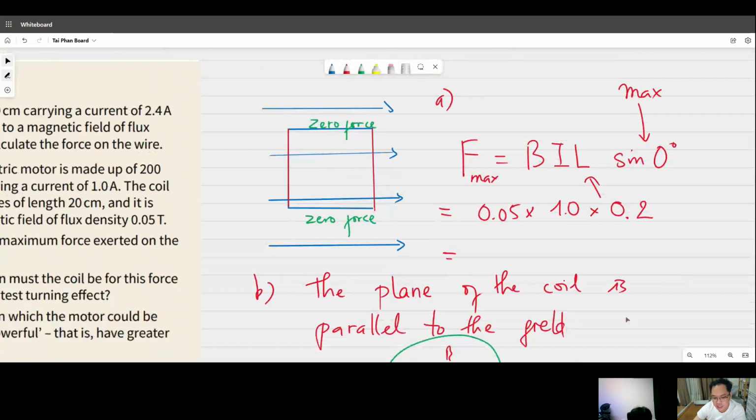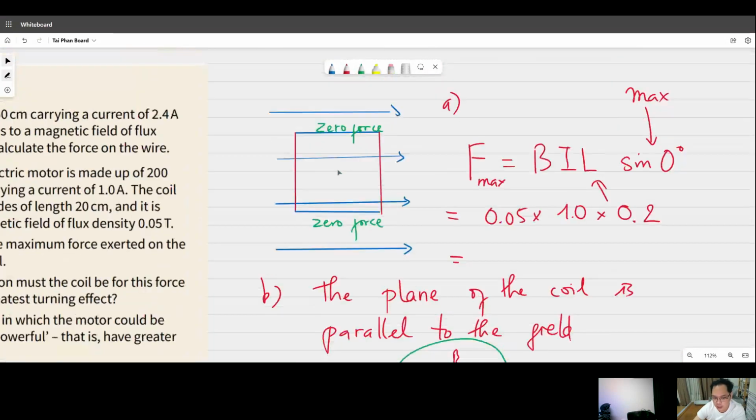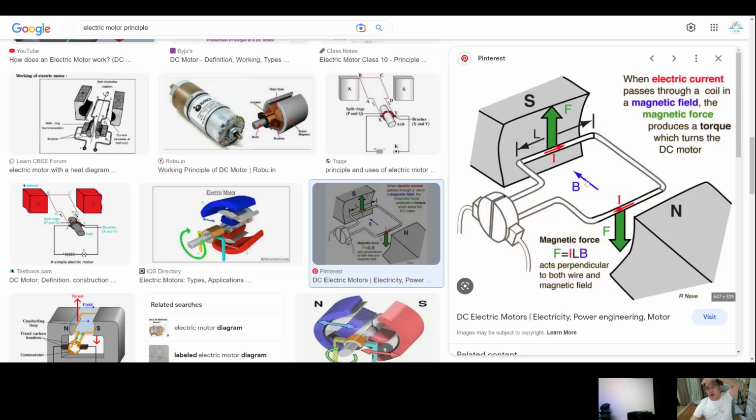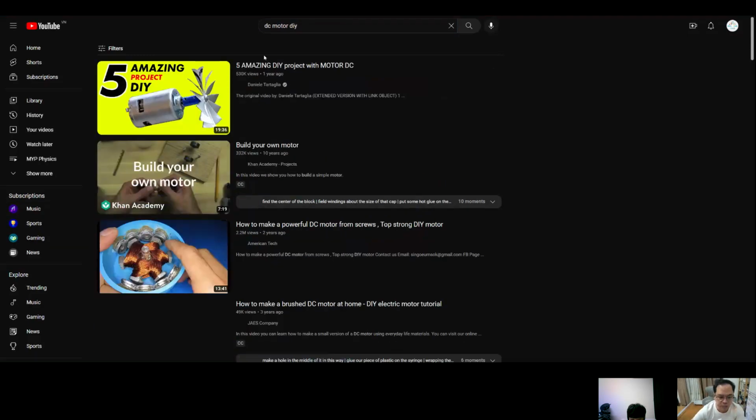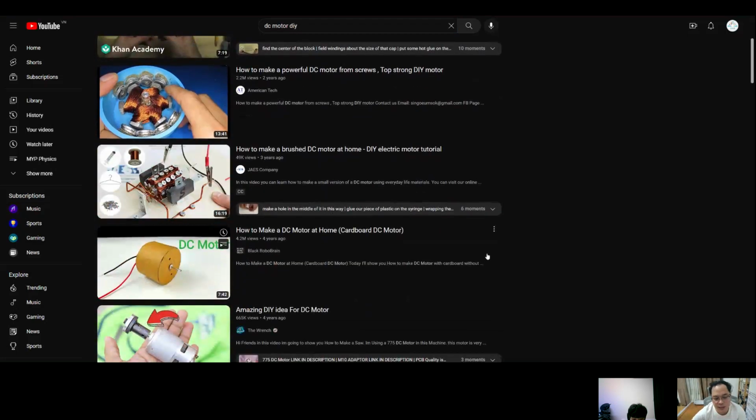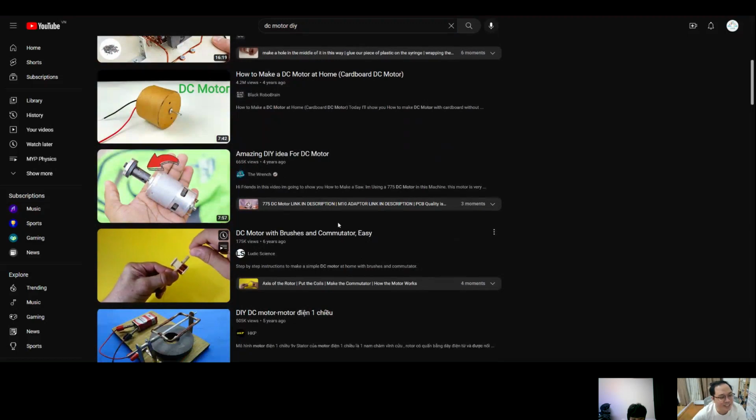So the maximum torque is when the coil is parallel to the field. Later we will learn about the electric motor. The torque on this principle electric motor will vary with the angle between the coil and the magnetic field. We can make a very simple DC motor like this, like a toy model that we can make ourselves, but an actual motor with high efficiency, like in a Tesla car, is entirely different.